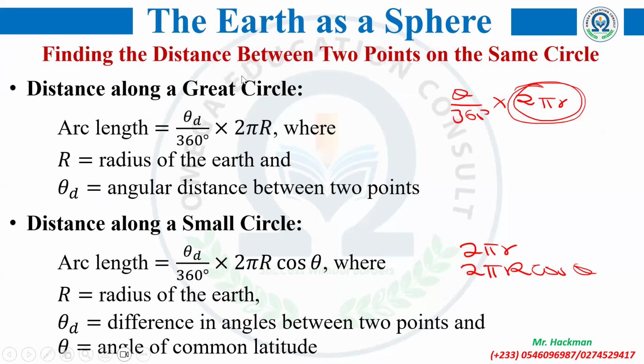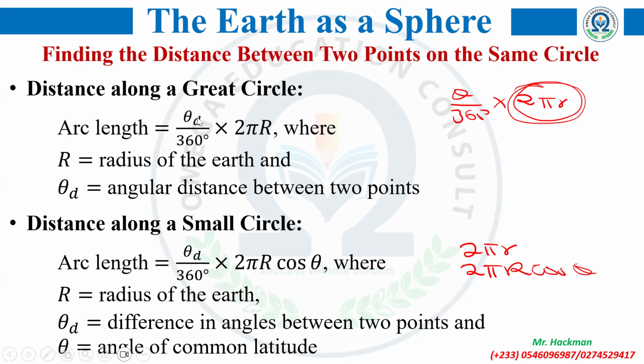So we were looking at finding the distance between two points on the same circle, the Earth's surface. The distance that we are looking at will be the distance along a great circle, so it will be the length of an arc. The arc will be on a great circle or on a small circle. Going forward, in the worked example, I will talk more about how to determine whether your distance will be along a great circle or a small circle. If it's the distance along a great circle, we are talking about the arc length, arc distance, which will be given by this.